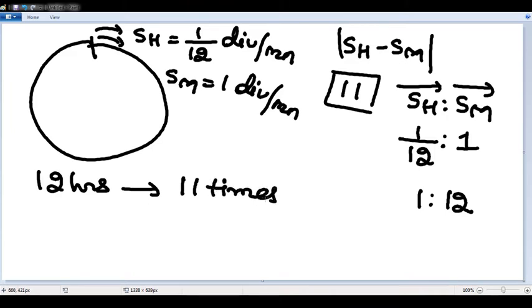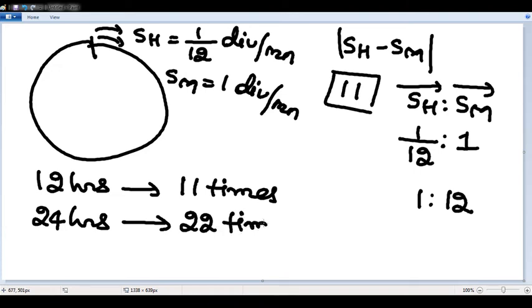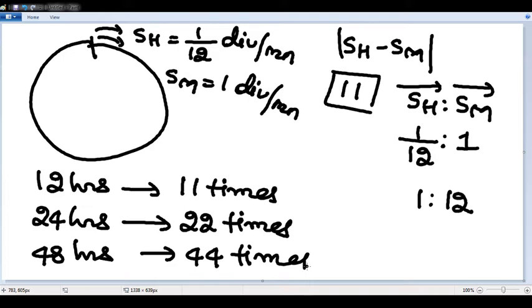This is another proof. That is the reason in 12 hours, both the hands of a clock will meet only 11 times. In 24 hours it will be 22 times, in 48 hours it will be 44 times. I hope the proof is very clear. One proof is that between 11 and 12 they will not meet. Therefore, in 12 hours they will not meet from 11 to 12, so the answer will be 11 times.